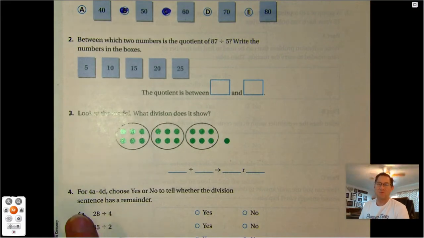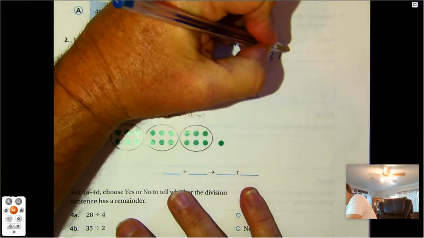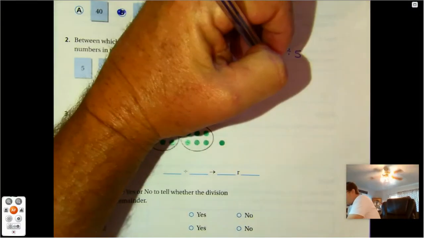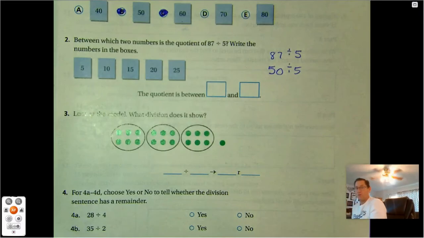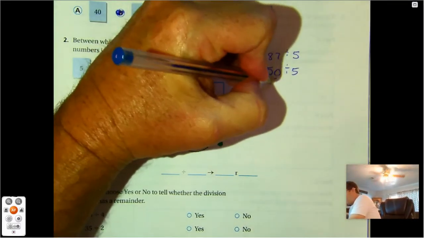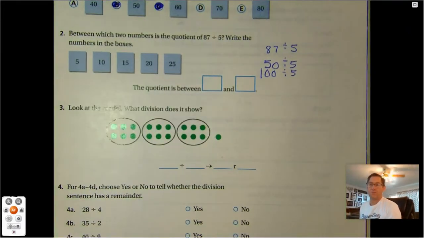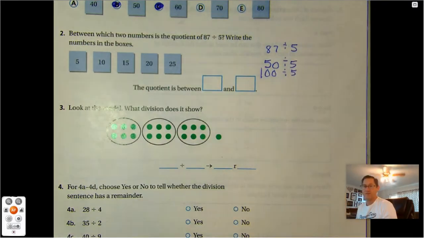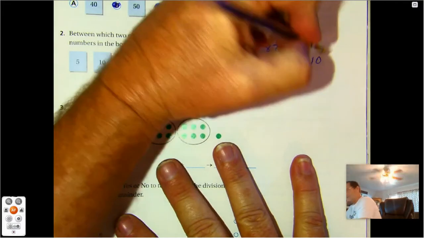Between which two numbers is the quotient 87 divided by 5? Well, one multiple of 5 is 5. That would probably be the lowest one. And then the next one would be 10. So I believe our quotient should be between the dividends 50 divided by 5 and 100 divided by 5.